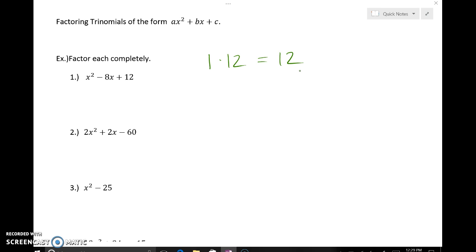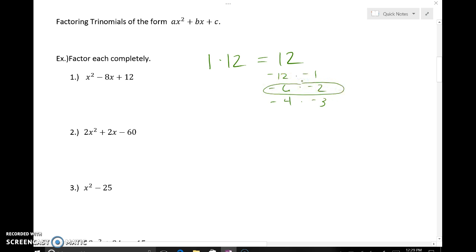So what are all the ways that I can multiply two negative numbers and get 12? Well, that will be negative 12 and negative 1, negative 6 and negative 2, negative 4 and negative 3. And so now I ask myself, okay, which of these pairs of numbers will add up to give me negative 8? And that would be negative 6 and negative 2.